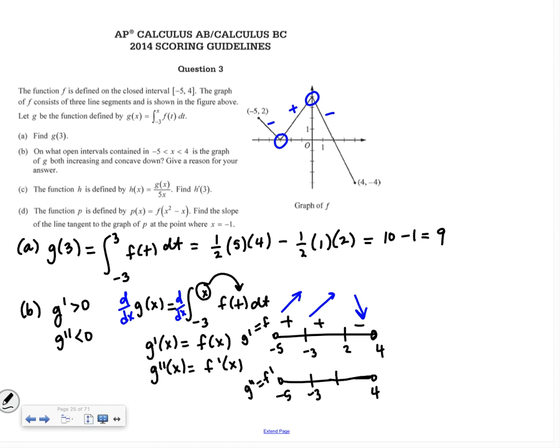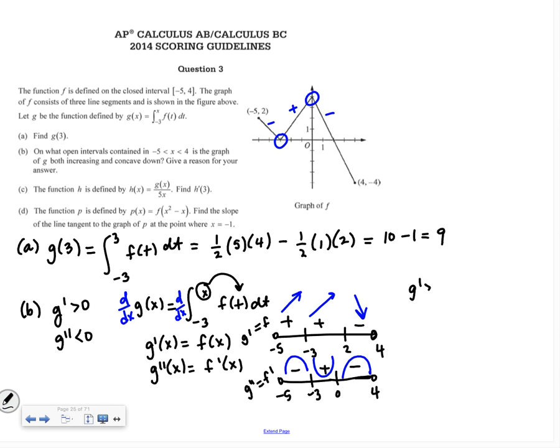Okay. So when I said it was negative, positive, and then negative, what this means for the graph of g is that g is concave down, then it's concave up, and it's concave down. Okay? So we want where we have both increasing and concave down. Now the graders are not going to grade these sign charts, so we should write what's happening.